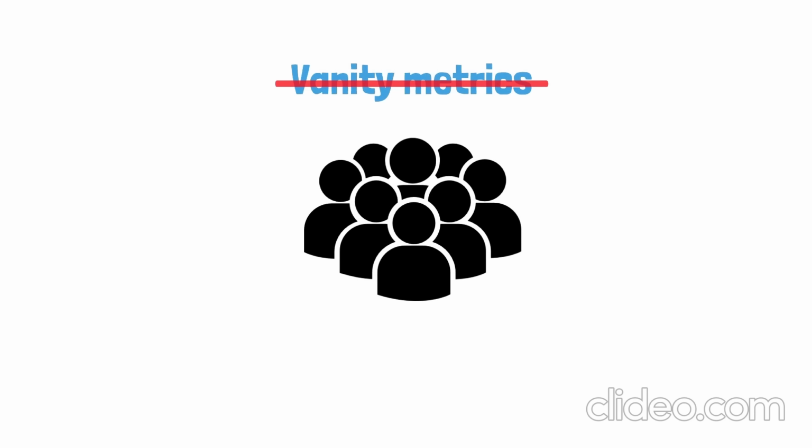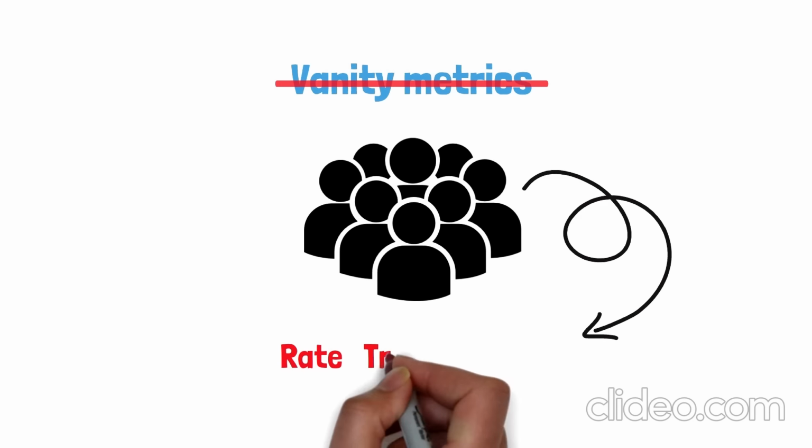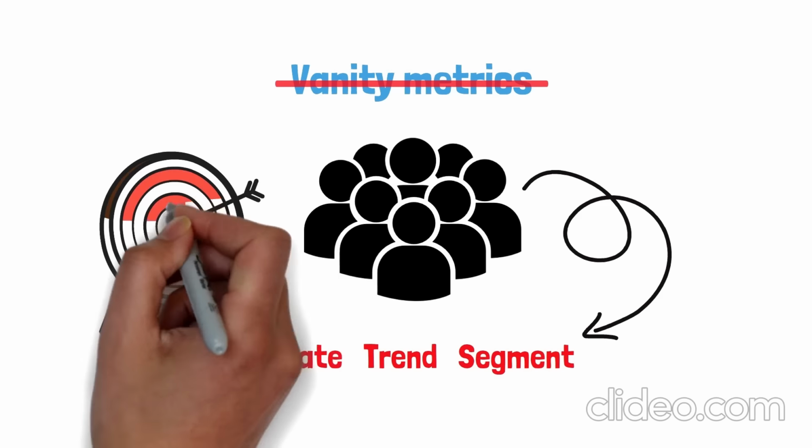Kill vanity metrics. Big totals without decisions attached, for example raw page views. Upgrade them by adding context, rate, trend, segment, so they inform action.